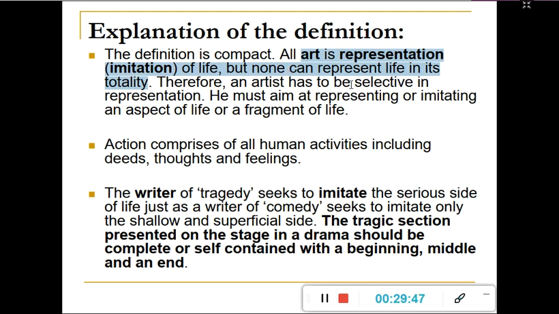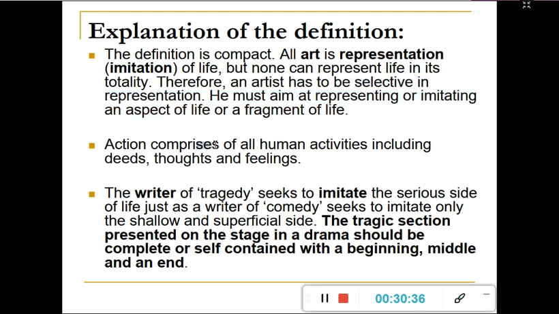Therefore the artist has to be selective. الـ artist لازم يعرف يختار إيه، selective in representation, he must aim at representing or imitating an aspect of life or fragment of life. يبقى الشاعر أو الدراماتست أو اللي بيكتب الليتريتشر ده، اتفقنا من السطرين الأولانيين إنه cannot represent life in its totality، ما يقدرش أبدا يصور لي الحياة من A to Z في ال work of art، لكن he must be able to select, he must be able to imitate a specific aspect of life or one fragment of life، جزء من الحياة أو صورة معينة أو موقف معين.